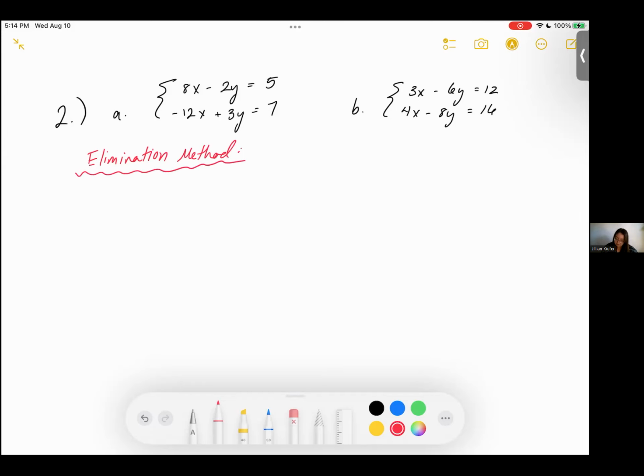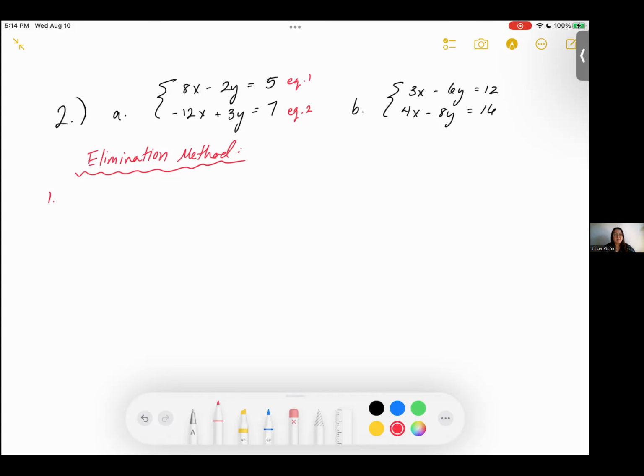And remember, with the elimination method, our first step is to always manipulate our equations. We said this was equation 1 and equation 2. So we want to manipulate our equations so that the coefficients of one of the variables are opposites. Looking at our problem here, we want to pick which is going to be easiest. If we look at our equation, the coefficients of x are 8 and negative 12, and the coefficients of y are negative 2 and 3.